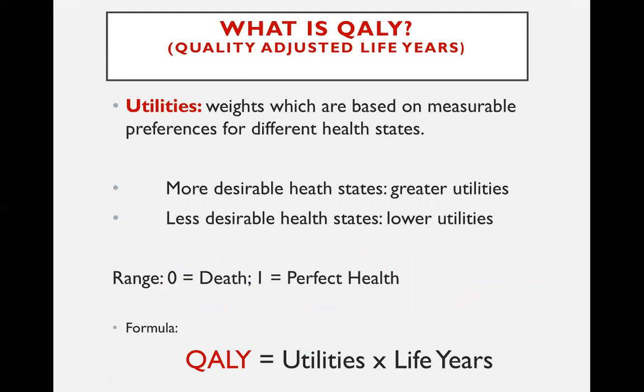As mentioned, utilities are weights which are based on measurable preferences for different health states. More desirable health states would mean greater utilities, whereas less desirable health states or poorer states of health would incur lower utilities. So you can think of utilities as a range between 0 to 1, wherein 1 is perfect health and 0 is death. Anything in between 0 and 1 would correspond to your utilities. Once again, QALY is computed using utility times life years.